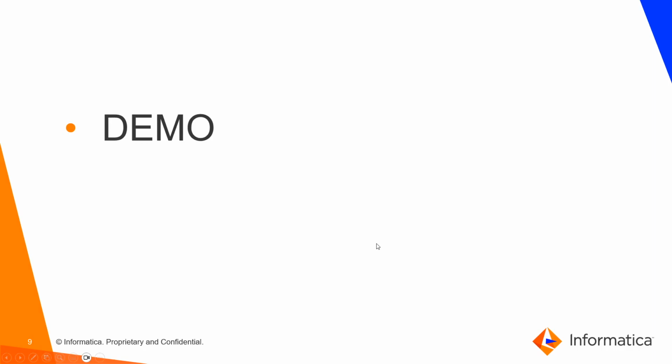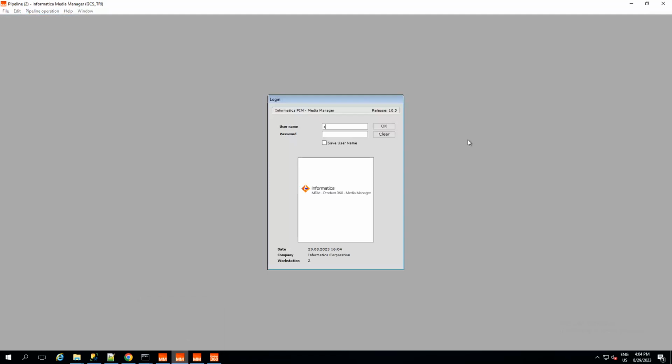Now let us start with the demo. First we'll go to the pipeline module. Click on Pipeline Operations and start the administrative mode. So we go to administrative mode when we are trying to do any sort of configuration changes. The default username is admin and the password is sys.